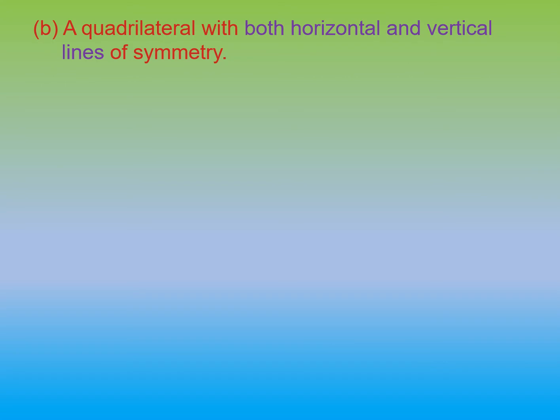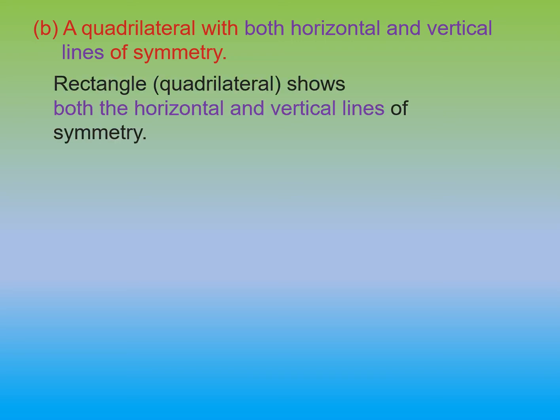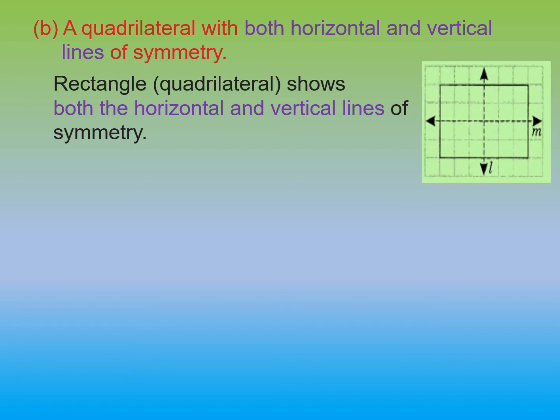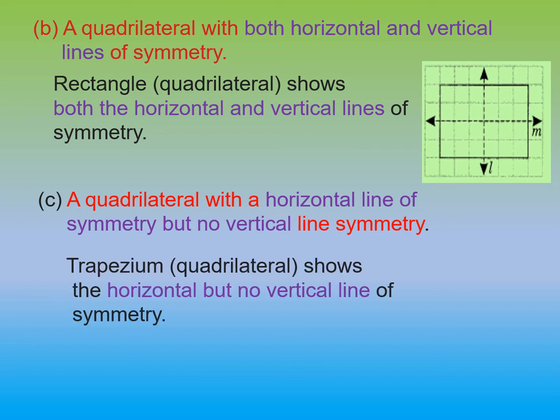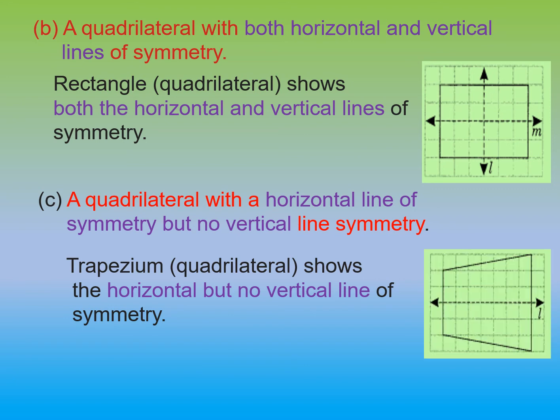A quadrilateral with both horizontal and vertical lines of symmetry. So it must be a rectangle. Rectangle shows the horizontal and vertical lines of symmetry. A quadrilateral with a horizontal line of symmetry but no vertical line of symmetry. So it is a trapezium. It shows no vertical line of symmetry. Quadrilateral, four-sided closed figure. Yes.